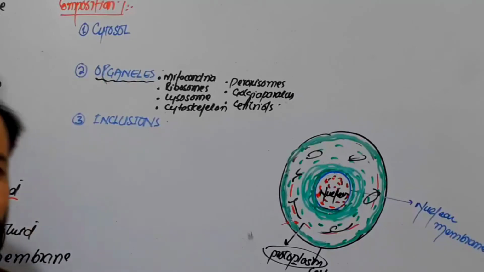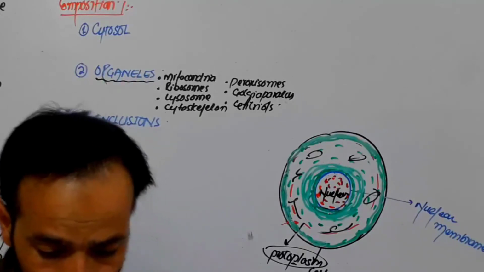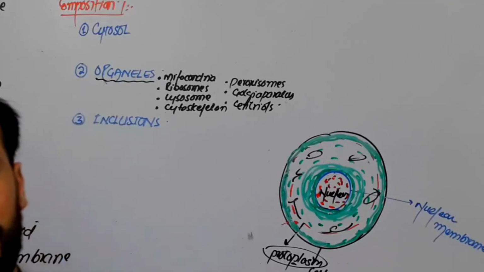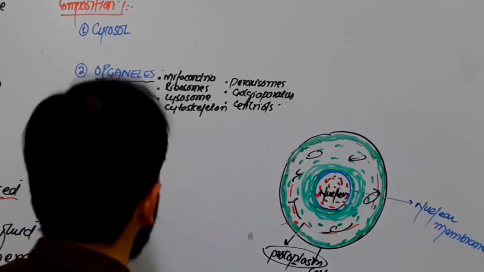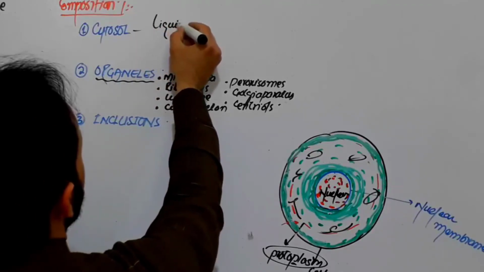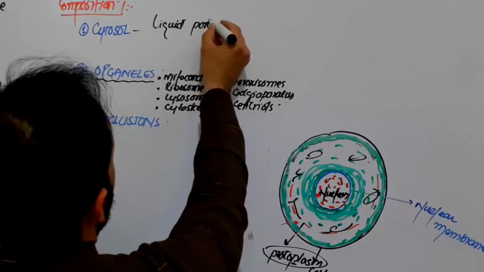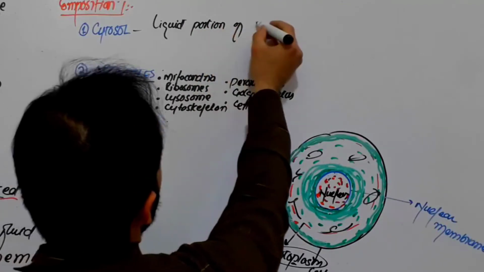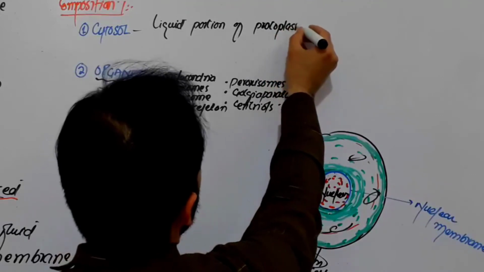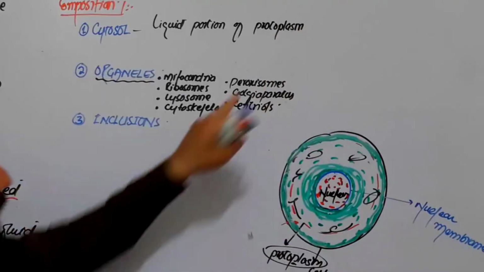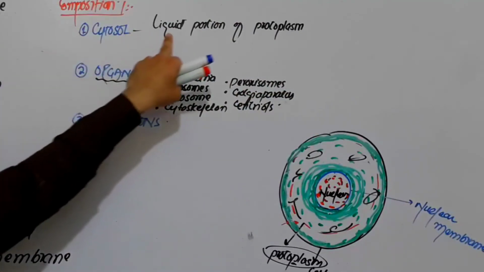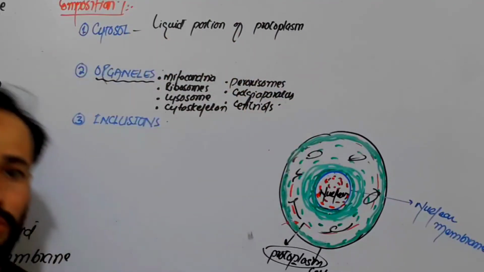Then there is the cytosol of the cytoplasm. So what is the cytosol? The cytosol is the liquid portion of the protoplasm, right? Let me write it here. What is cytosol? The liquid portion of protoplasm. We exactly call that the cytosol.